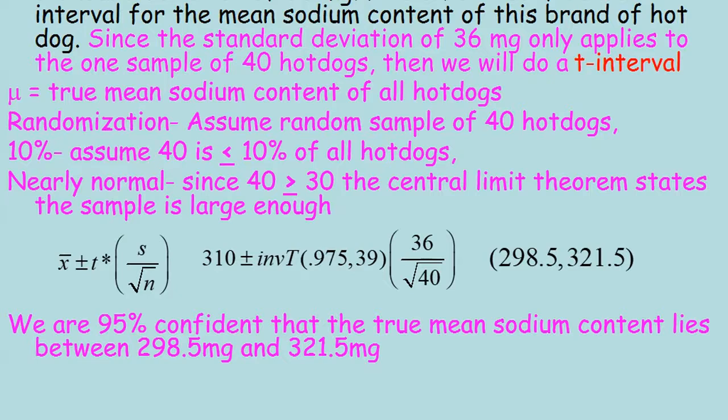So the procedures for a T interval and a Z interval are exactly the same. Like same procedures, same everything. The only difference is the formula and using this inverse T situation here. So I need to show you how to do that.